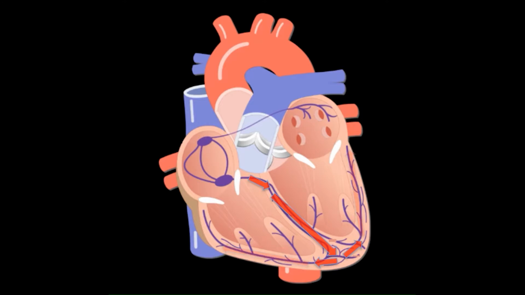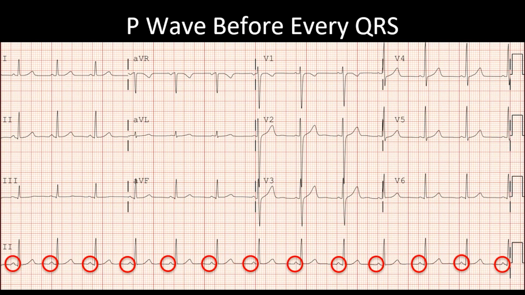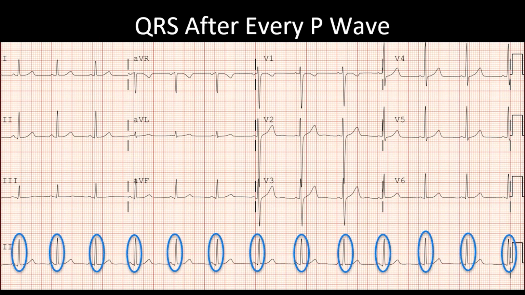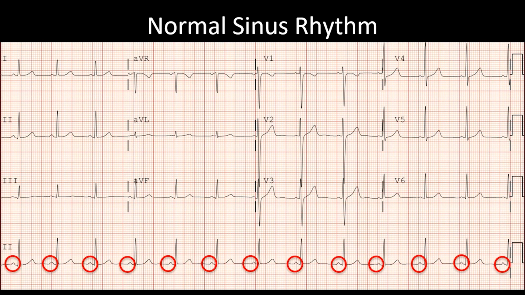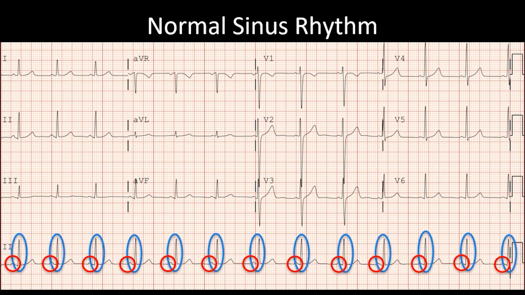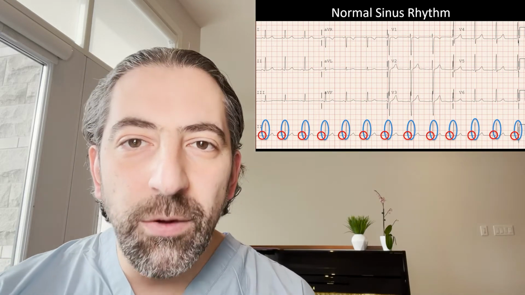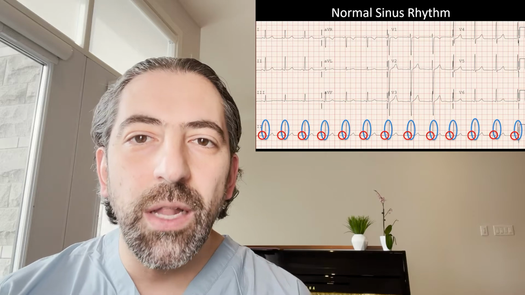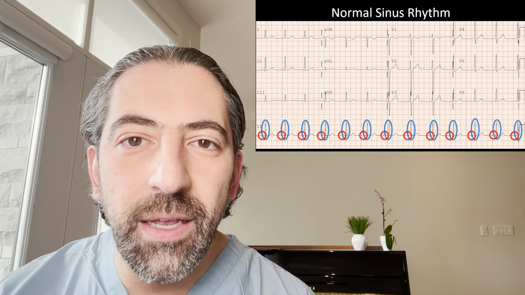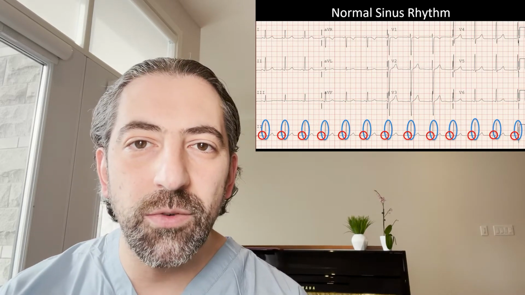On the same ECG, we see that there's a P wave preceding every QRS complex, and there's a QRS complex following every P wave. So the relationship is 1:1. So this ECG has a heart rate of 75 beats per minute, and there are P waves preceding every QRS, a QRS following every P. So far, it satisfies the criteria of normal sinus rhythm.